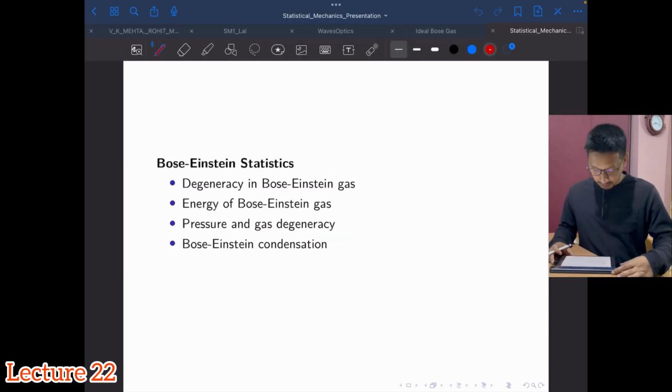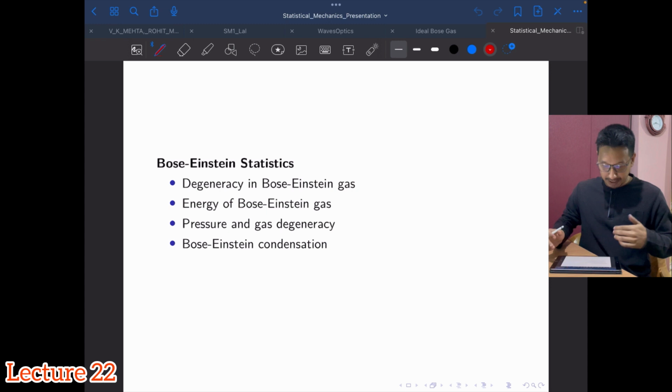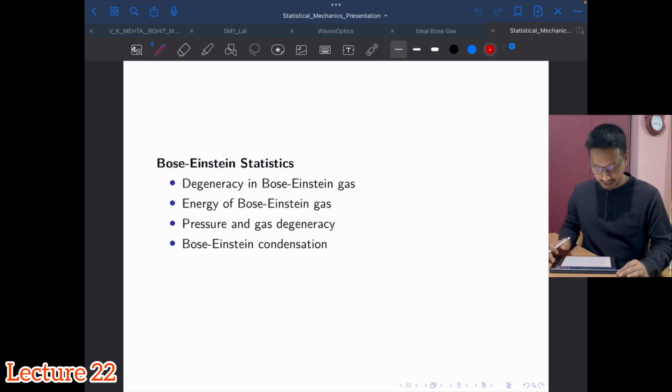Okay, so we shall continue our discussion on quantum statistics. We have been talking about Bose-Einstein statistics to start with. We have seen the distribution law, how it happens for the Bose-Einstein statistics. Now we will talk more on that.